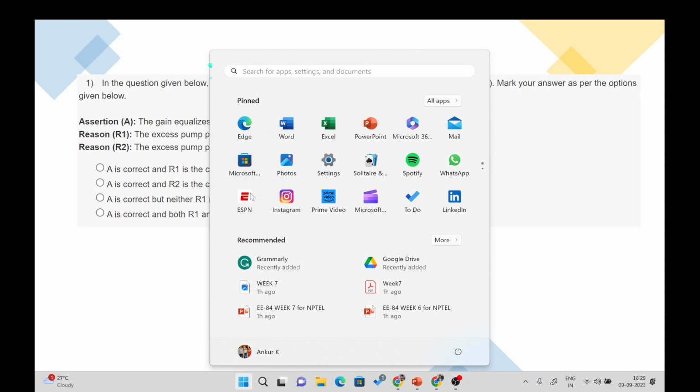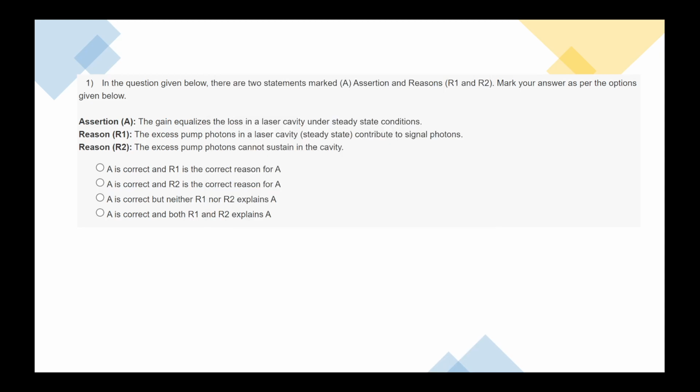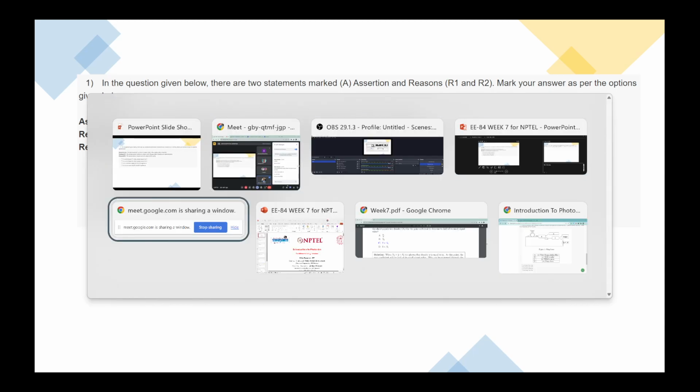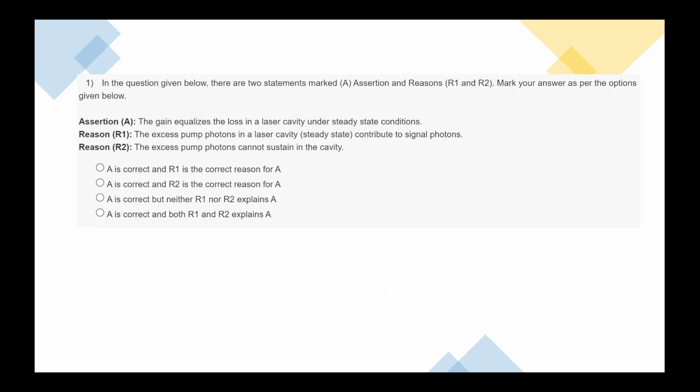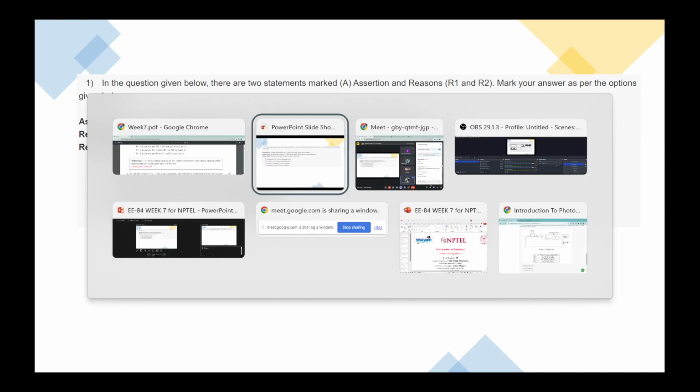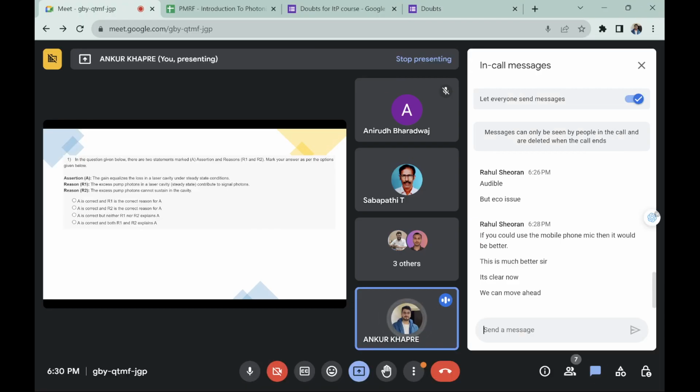So what do you think, guys? You can just give a hint how it is possible or what could be the answer for this, so I can explain properly after that. Since it is live now, it is better to ask you guys first. If you know the answers, then we can move forward. What do you think, what could be the answer for this? Sabapati is there. Anirudh is there. Yes, sir.